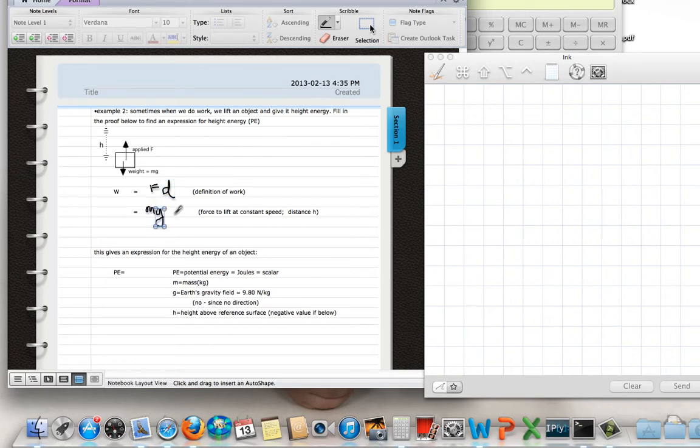And for our displacement, let's use the variable h to indicate the height that the object gains. So we end up with an expression for the work done in lifting this object as mgh. This then is our definition of potential energy of an object. Potential energy, just like kinetic energy, has units of joules. m is the mass of the object, g is the gravitational field, and h is the height.